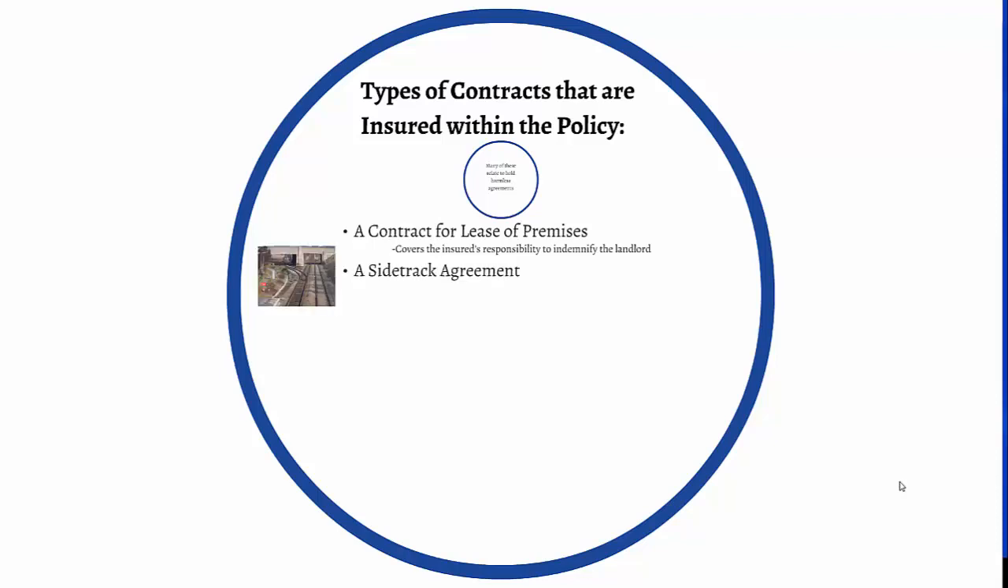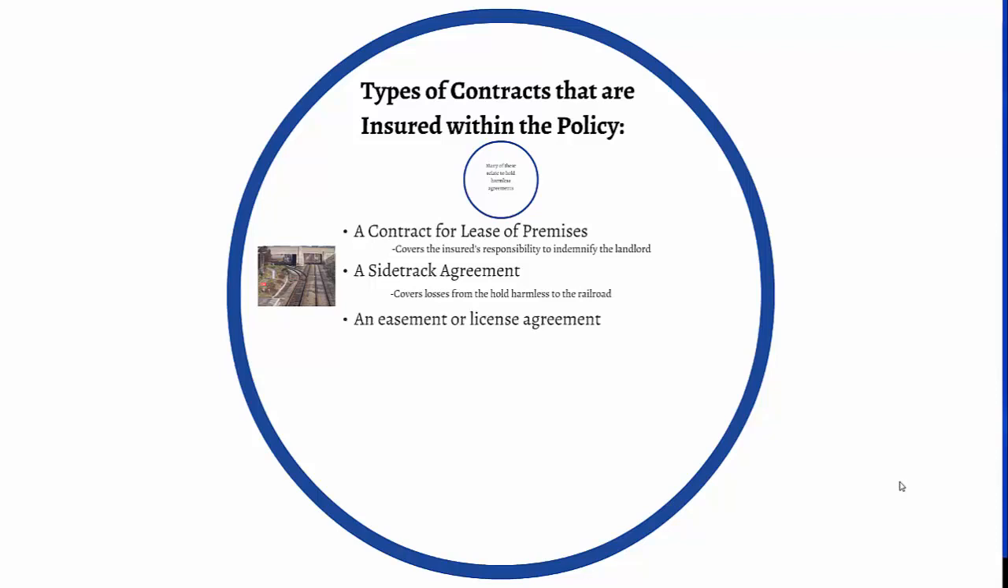Coverage for liability associated with a sidetrack agreement, which covers losses from the hold harmless to the railroad. When a railroad builds a sidetrack to a business, which is often done in order to help bring goods and supplies to a business, especially a manufacturer, generally the railroad requires a hold harmless agreement to be signed by the business. Losses that occur related to this sidetrack agreement, where the business has to hold harmless the railroad, are covered under the liability policy.